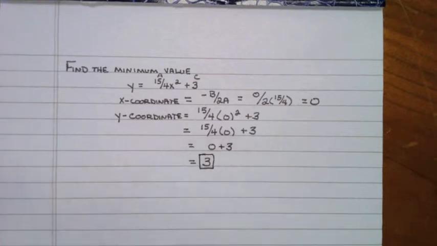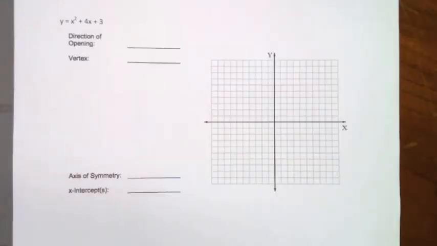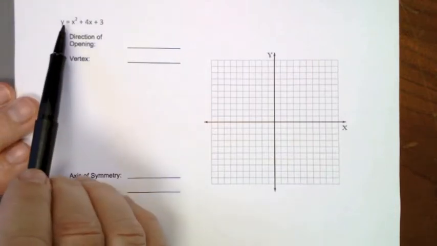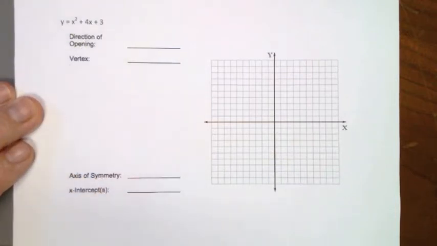So if you can find the vertex, you can find the axis of symmetry. Make sure you write it as an equation. And you can find the minimum value. We are now going to take all these components, we're going to put it together, and we're actually going to graph this quadratic equation right here.